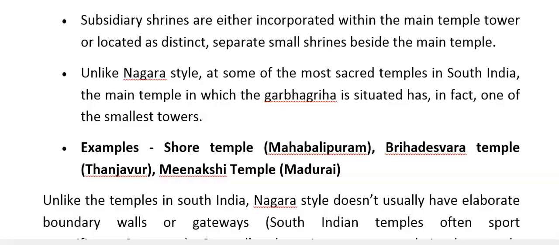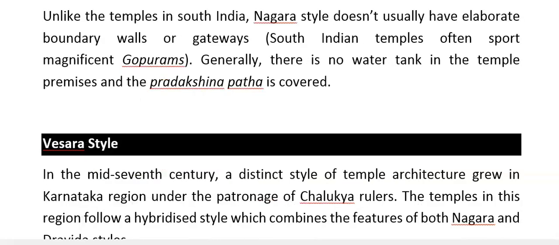Also, unlike in Nagara style, where the Garbhagriha used to have the tallest tower, here in South India, the most sacred temples used to have the smallest towers. And again, one of the notable features of South Indian style, that is Dravidian style of temple, is the presence of elaborate boundary walls or gateways that are called gopurams, which is not very prominent in Nagara style.